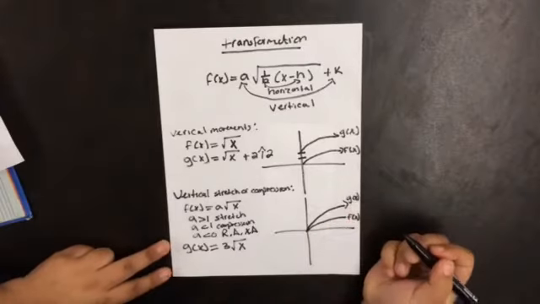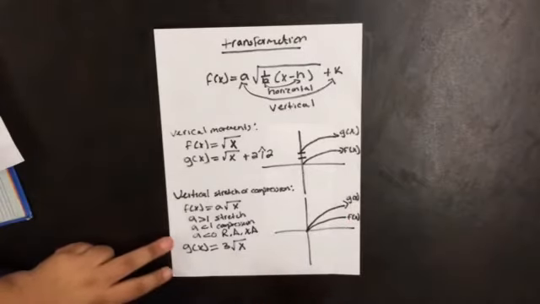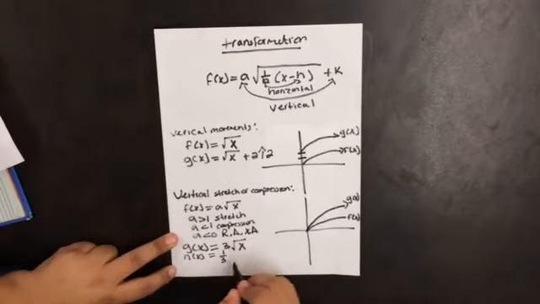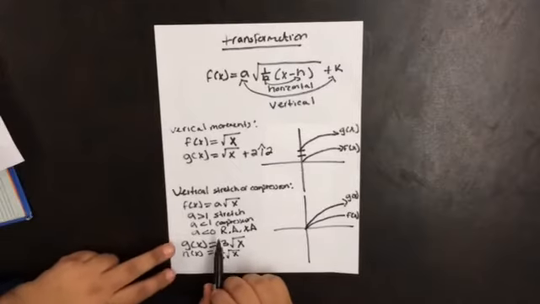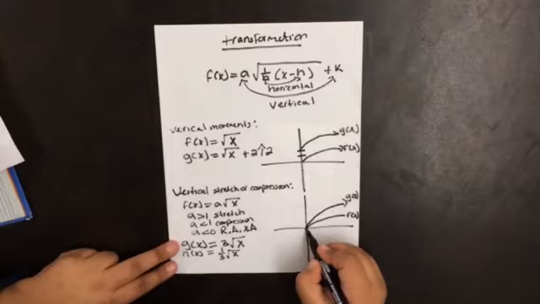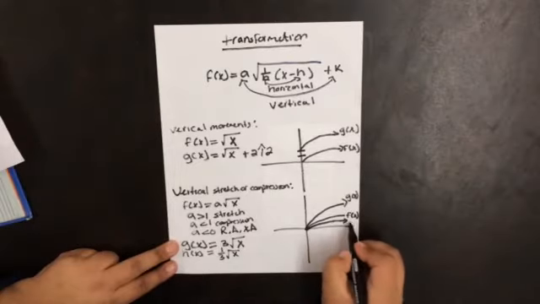G of x. What do we have? H of x, 1/3 square root of x. Since 1/3 is less than 1, then it's a compression. So it's going to look something like this.